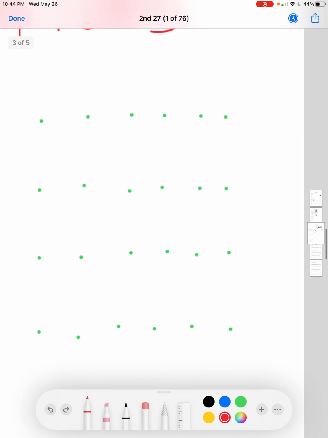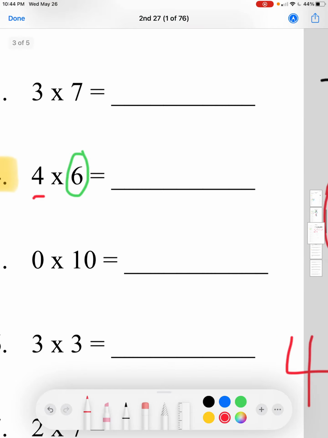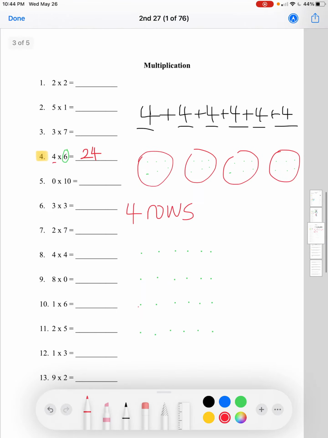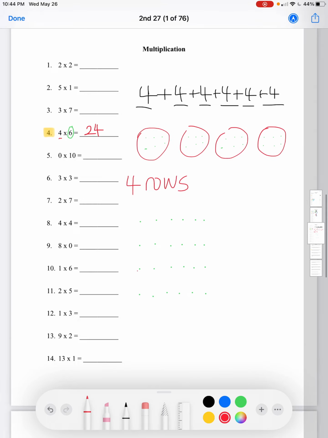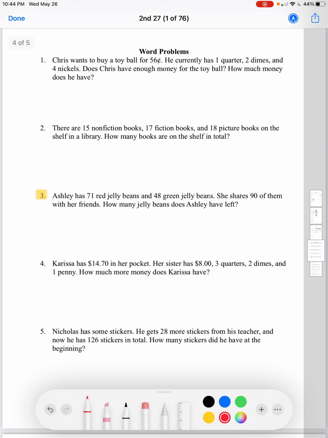Let's go with this one. Let's just count. We have 1, 2, 3, 4, 5, 6, 7, 8, 9, 10, 11, 12, 13, 14, 15, 16, 17, 18, 19, 20, 21, 22, 23, 24. So 4 times 6 equals 24. If you do any of these methods, you should be getting the same answer. Now let's go over word problems.